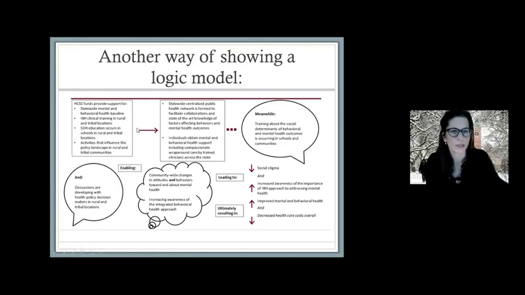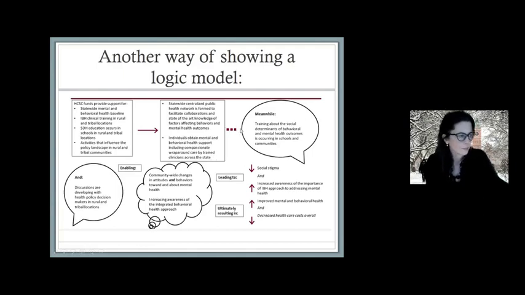These were the inputs that we were hoping for. We thought that this would lead to, this was our logic, a couple of different things. One was a statewide centralized public health network formed to facilitate collaborations and also develop state-of-the-art knowledge about factors affecting behaviors and mental health outcomes. First.